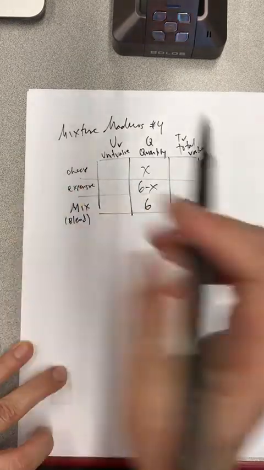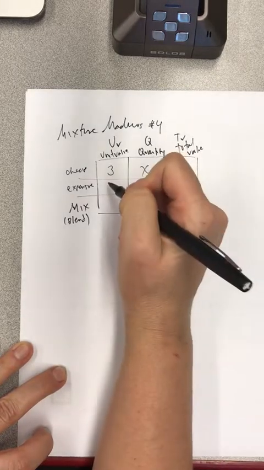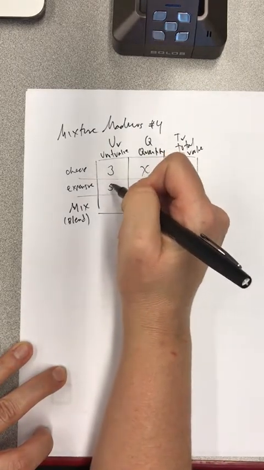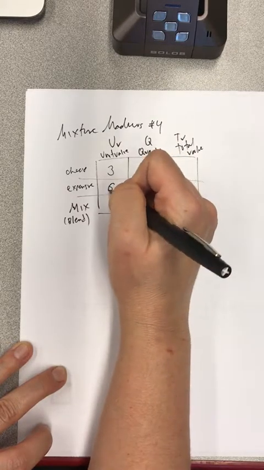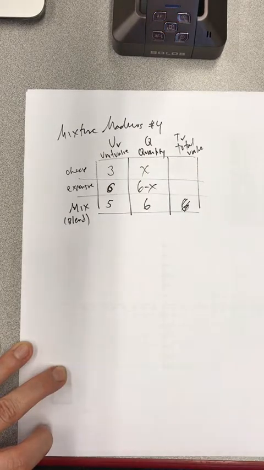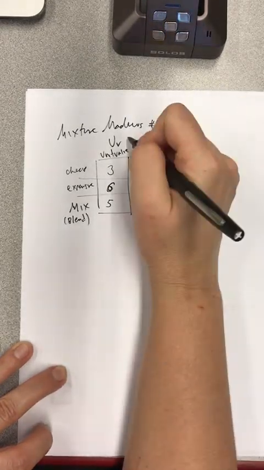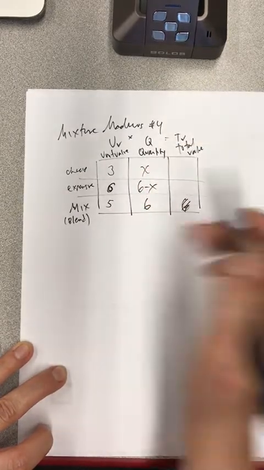It seems that the cheap, based on the problem, is $3 a pound. And the expensive one, based on the problem, is $5 a pound. No, I'm sorry, $6 a pound. And this mix, this blend, is going to be $5 a pound. So now we have to multiply across, and we're going to have an equals there.